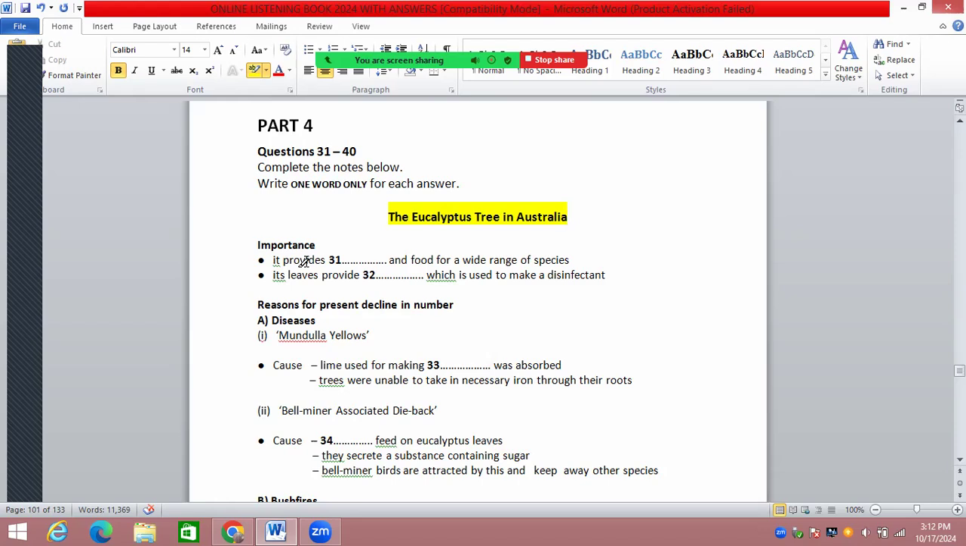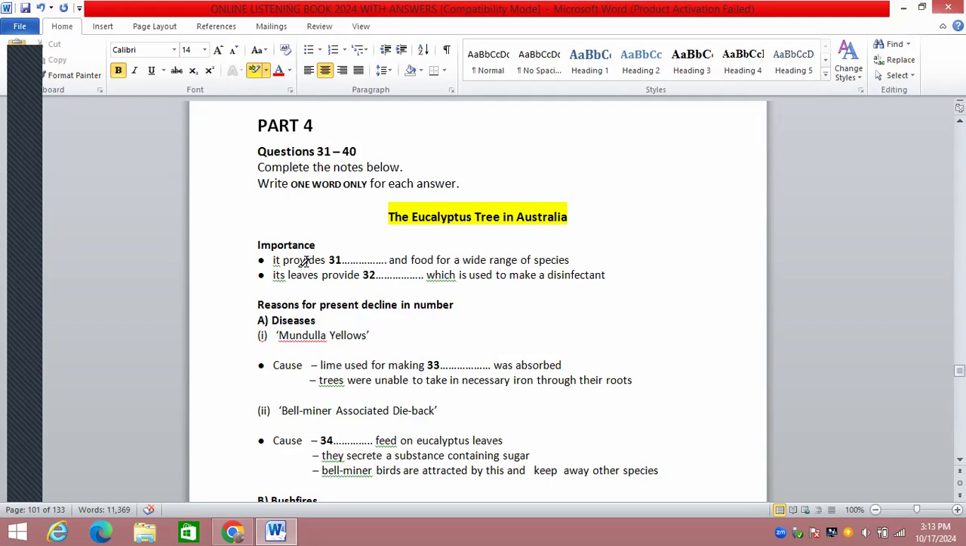The eucalyptus grows all over Australia, and the trees can live for up to 400 years. So it's alarming that all across the country, numbers of eucalyptus are falling because the trees are dying off prematurely. So what are the reasons for this? One possible reason is disease. As far back as the 1970s, the trees started getting a disease called Mundulla yellows. The tree's leaves would gradually turn yellow, then the tree would die.